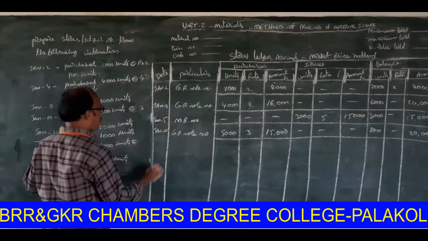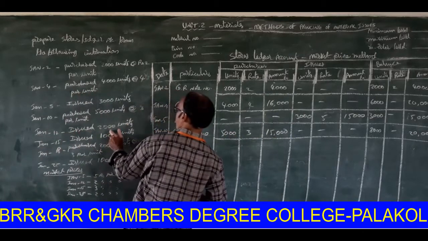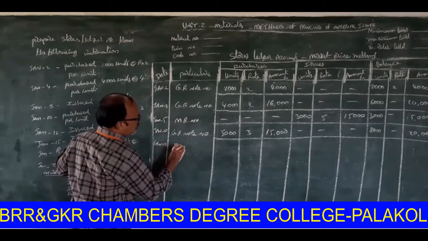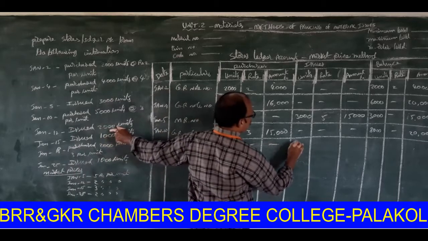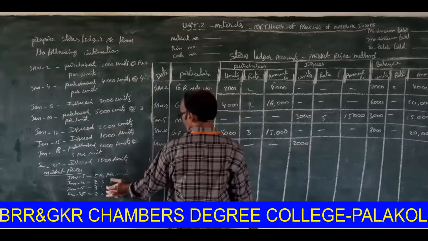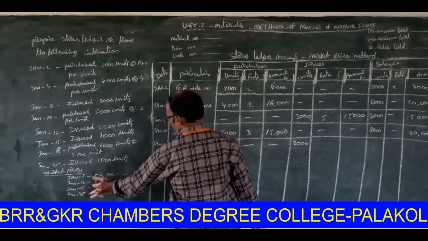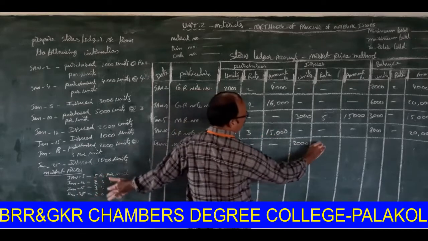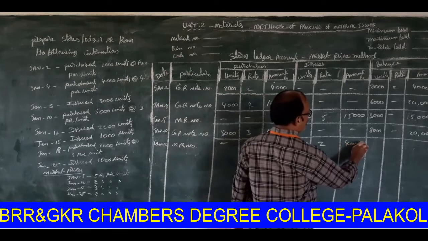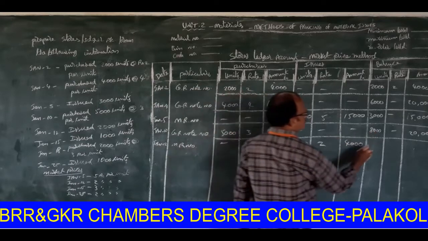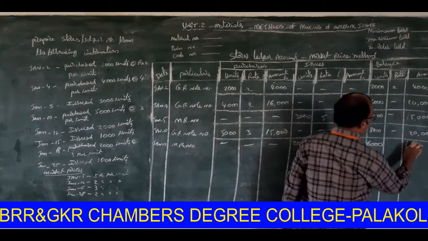Next, January 12th. Issued 2,000 units. So, material requisition number. How many units? 2,000 units. At the rate of January 12th. The market price as on January 12th is 2 rupees per unit. So 2000 into 2, 4,000. 8,000 minus 2,000, 6,000. Next, 20,000 minus 4,000, 16,000.